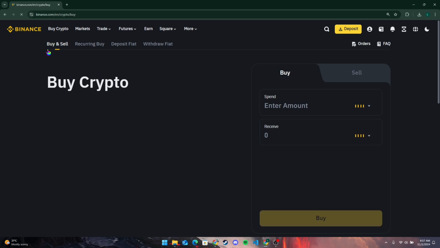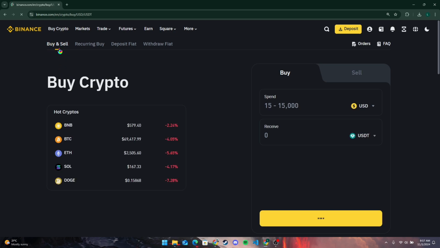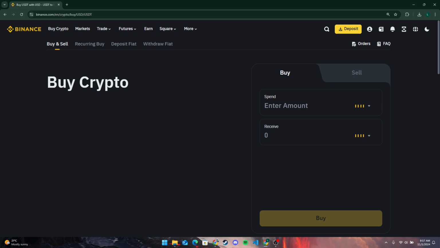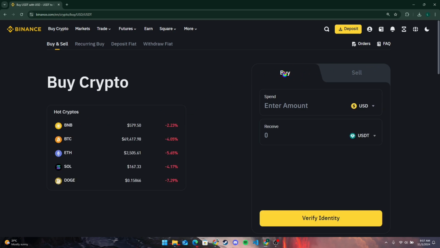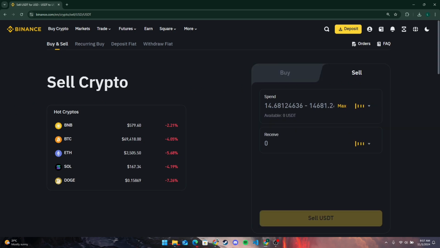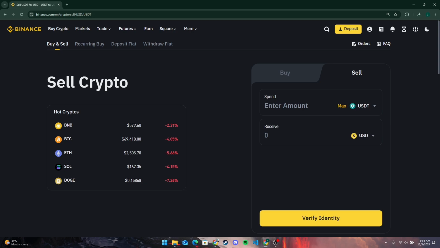Now, make sure that you are on Buy and Sell tab here. On the left hand side of your screen, you can see Buy and Sell option. Click on Sell button. Select the Bitcoin as the cryptocurrency you want to sell. Enter the amount of Bitcoin you want to sell or the amount of the receiving currency you want.